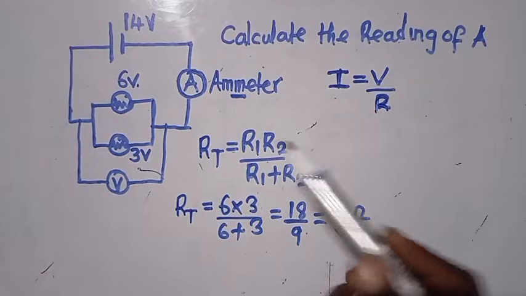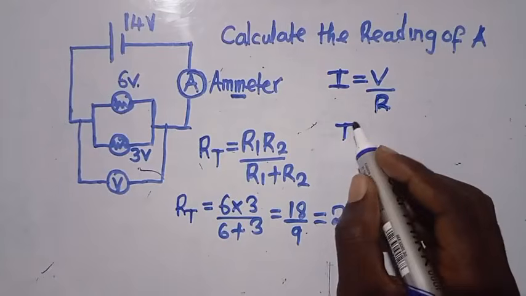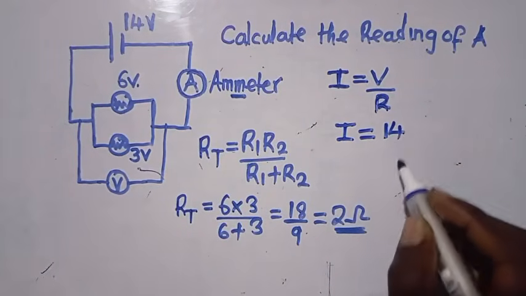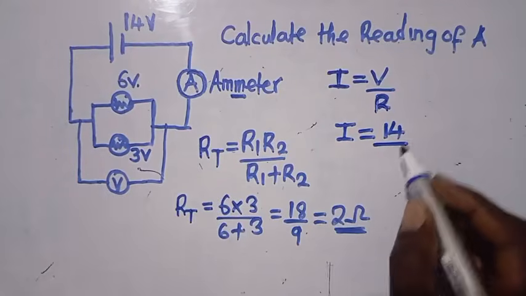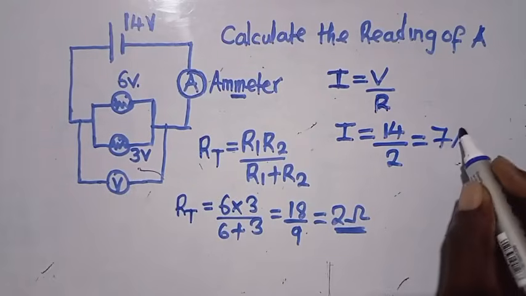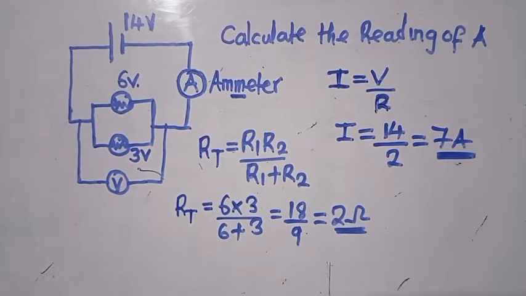And voltage, I know voltage is 14. So current is equal to voltage over resistance, which is 14 over 2. So the final answer is 7 amps. This is the answer. This is what we get to do. These are some of the things that you need to know and understand.